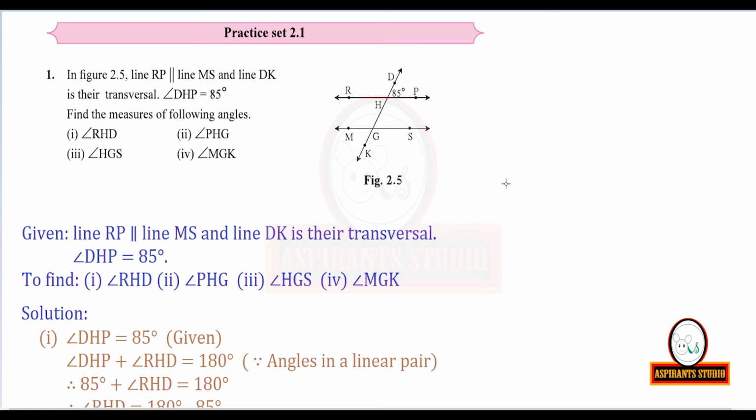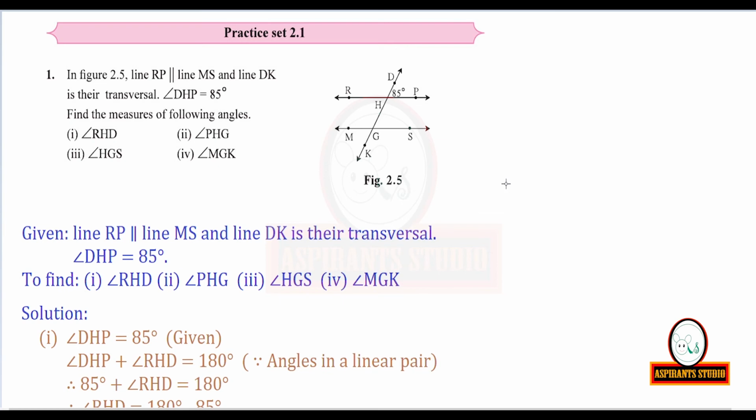So here you are given line RP is parallel to line MS and line DK is their transversal. Measure of angle DHP is equal to 85 degrees. You have to find first one measure of angle RHD, second one measure of angle PHG, third one measure of angle HGS, and fourth one measure of angle MGK. Now coming to the first one.